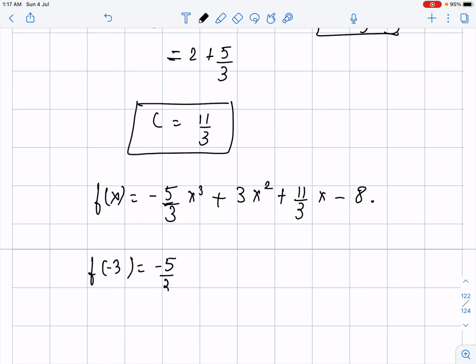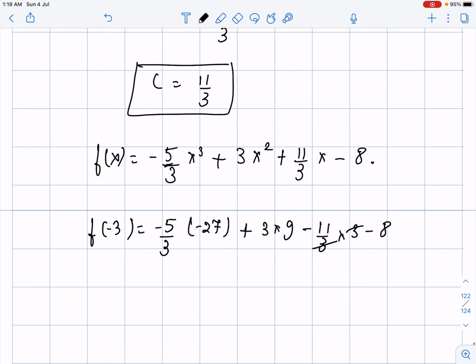So minus 5 by 3 multiplied by minus 27 will be generated over here, plus 3 times of 9 will be generated over here, minus 11 by 3 times of 3 minus 8. This will get cancelled with this. Now my dear students, this will generate minus minus plus, then it will become 9, then it will become 45 with positive sign, plus 27 minus 11 minus 8, minus 19.